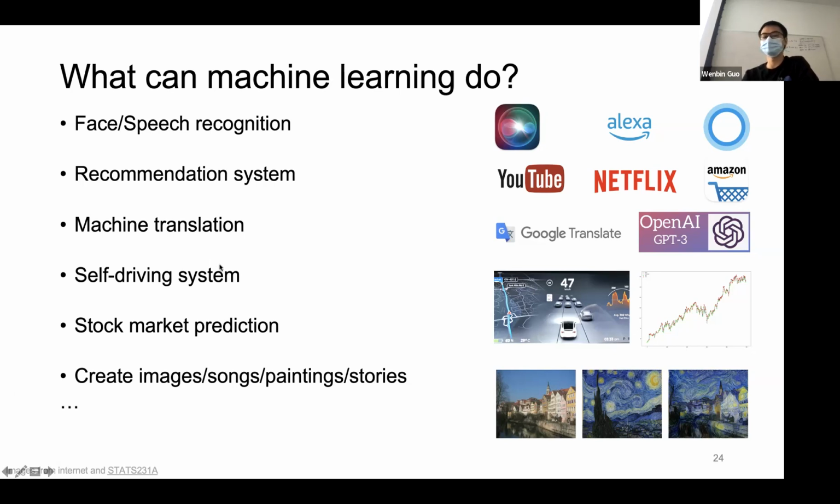And maybe on Wall Street, some companies try to use machine learning to predict the stock market and produce different billionaires. And in the near future, what is happening now, we can ask a machine to create images, write songs, and write some novels that can be served as a human creation. So machine learning can do so many things, so wide, that I cannot even cover them all in a single page.